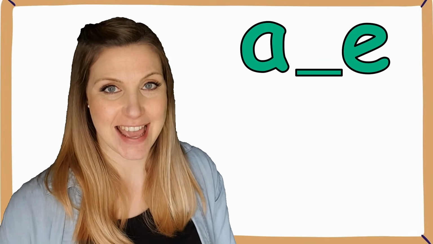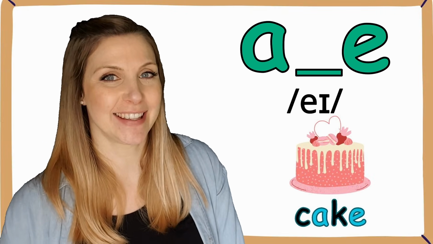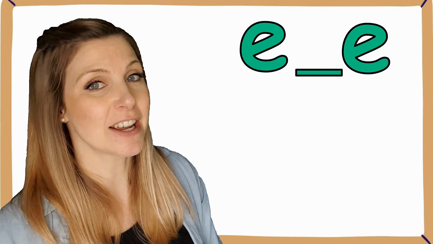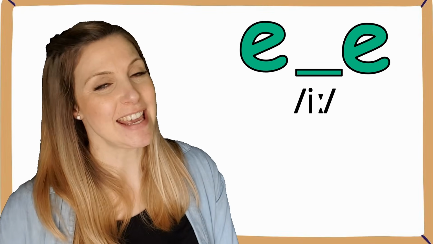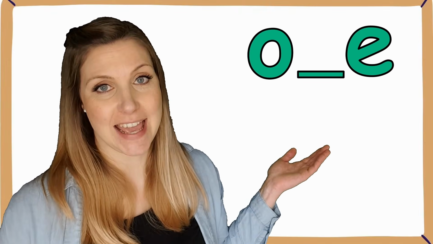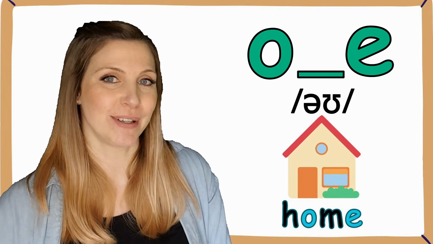The first split digraph we're going to be talking about is A and E, and they make the sound A, like in the word cake. Next, we've got an E and E split digraph, and that makes the sound E, like in the word even. Our next split digraph is I and E, and that makes the sound I, like in the word trike. And then we've got a split digraph O and E, that makes the sound O, like in the word home.